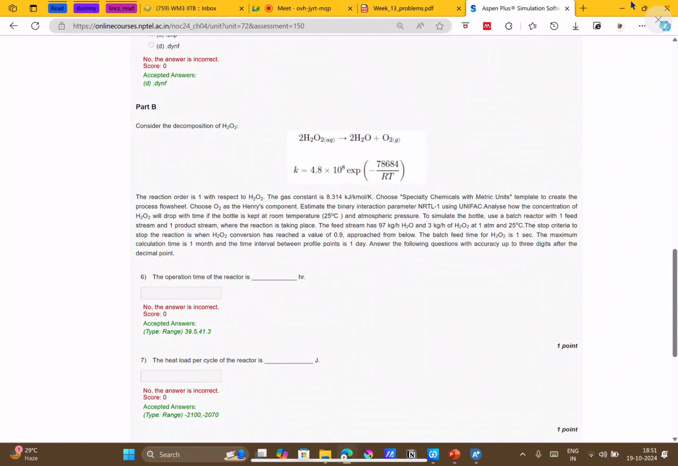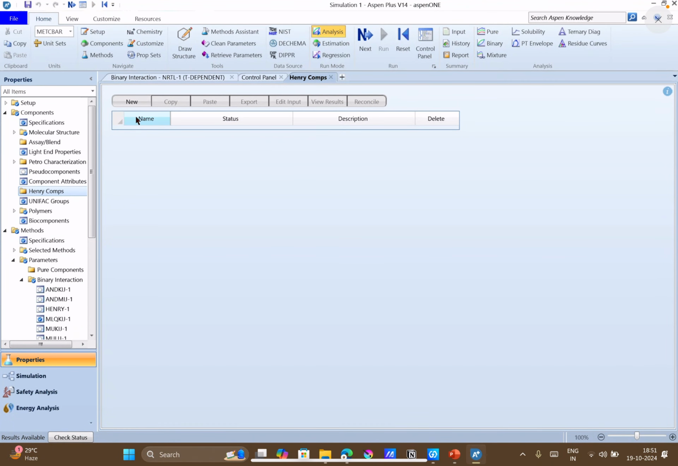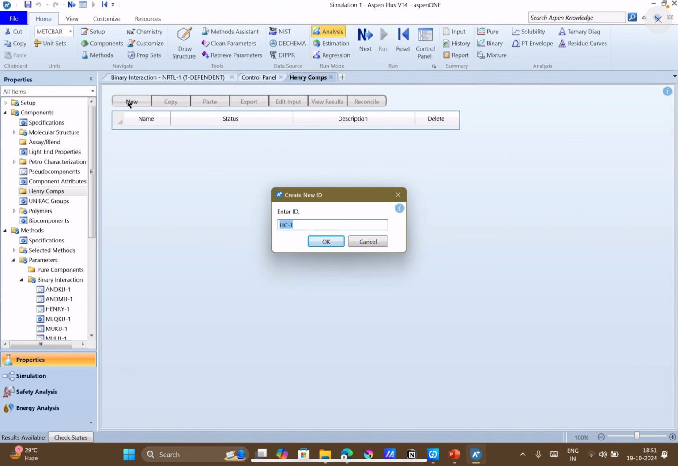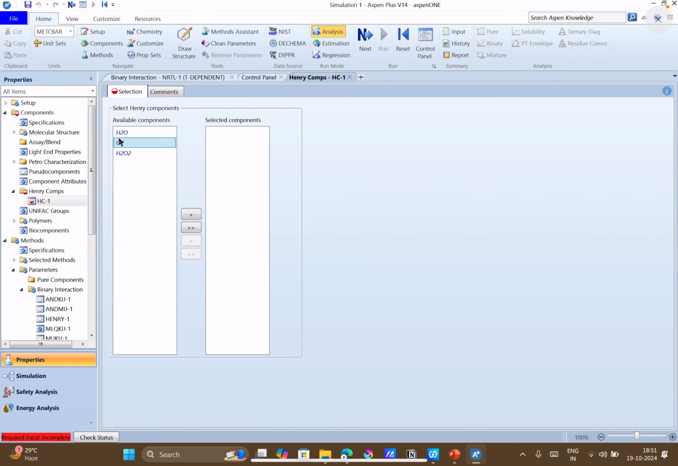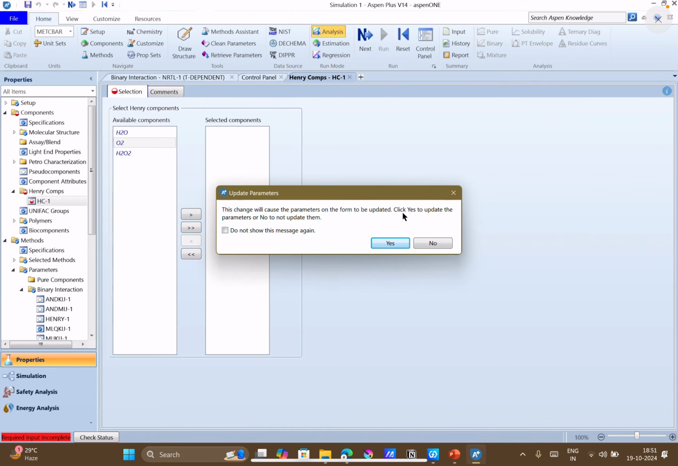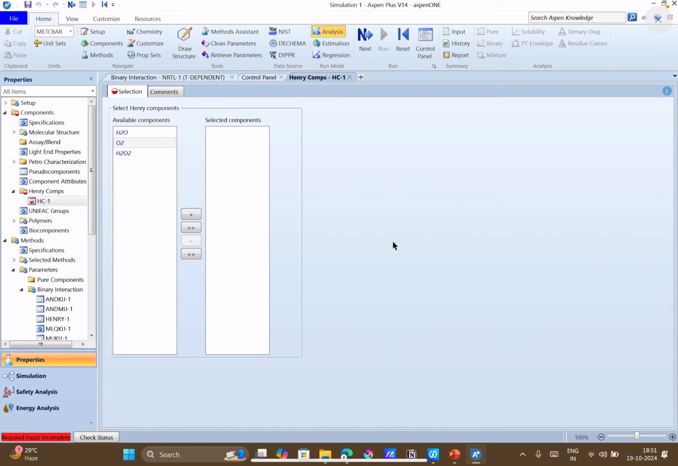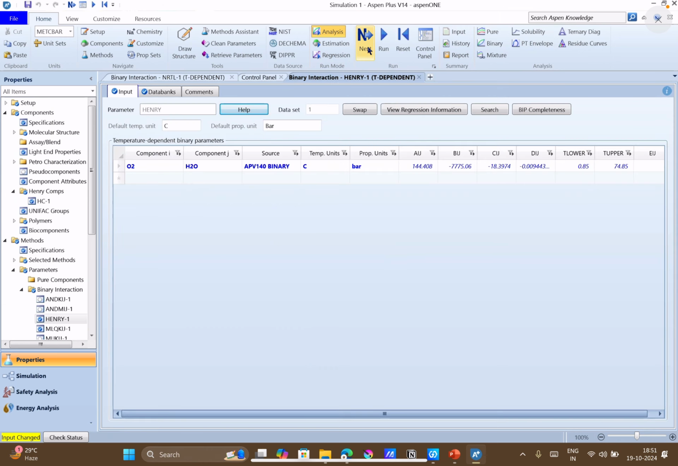Choose oxygen as Henry's component. We have one Henry component. So let's see if I can add oxygen as Henry component. Yeah. Okay. Let's rerun the property analysis and see what happens.